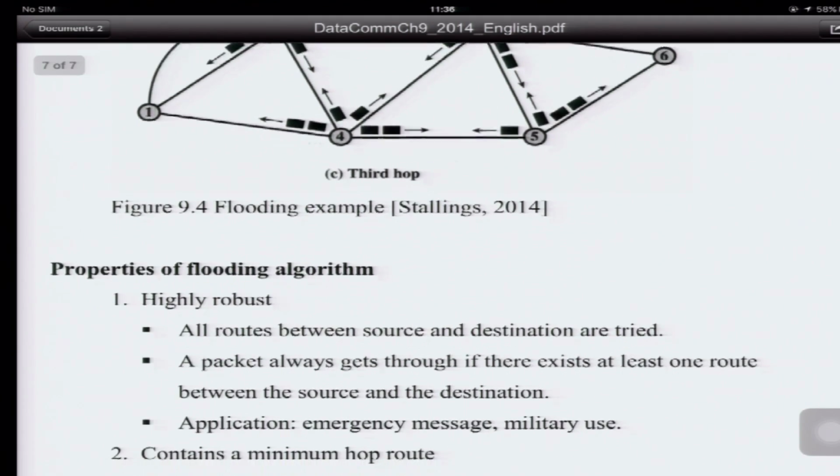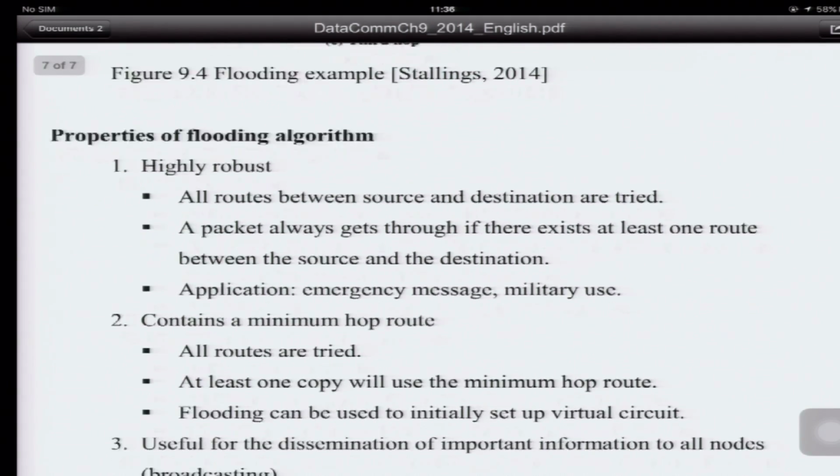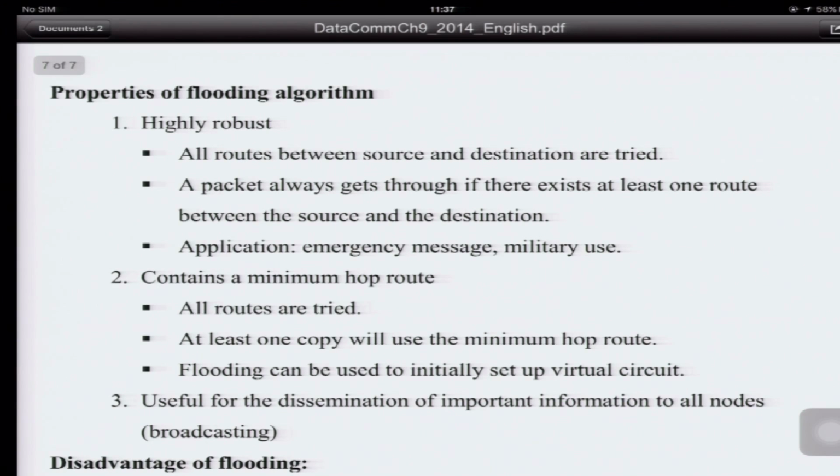Now, the property of the flooding algorithm is that it's very, very robust. If there is at least one route that exists between source and destination, you can send the data to that destination, because all routes between source and destination are tried. So it goes to every route. So if there is only one route that works, you can send it successfully.